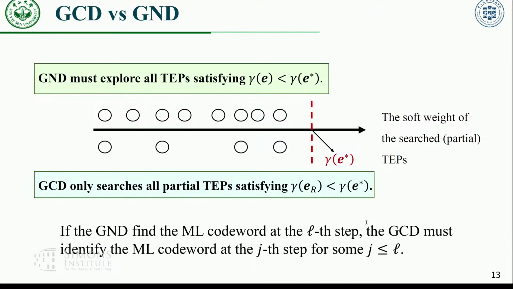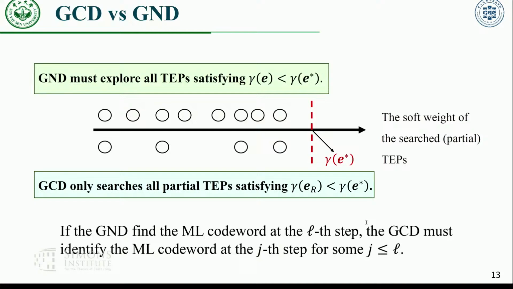So we say the GND must explore all TEPs satisfying the inequality, and the GCD only needs to search all partial TEPs. In other words, if the GND finds the ML code word at the Lth step, the GCD must be able to identify the ML code word at the Jth step for some J less than or equal to L.